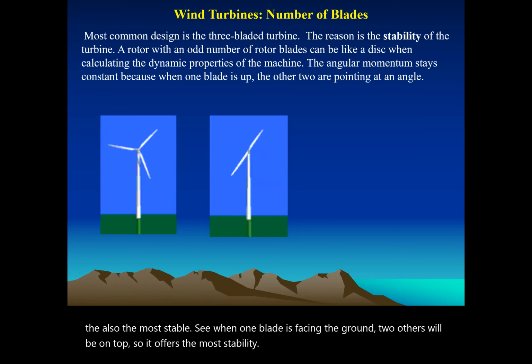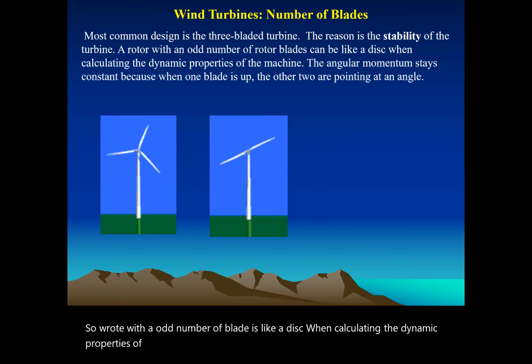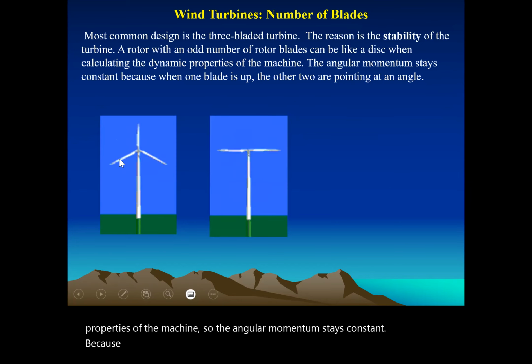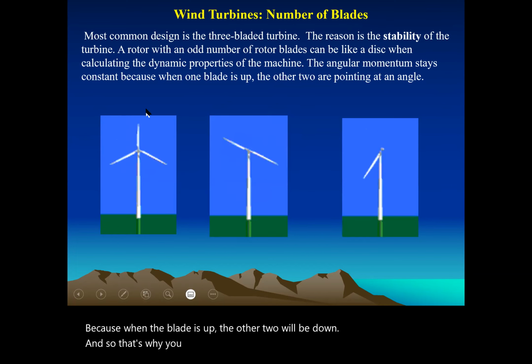So a rotor with an odd number of blades is like a disc when calculating the dynamic properties of the machine. The angular momentum stays constant because when one blade is up, the other 2 will be down. And so that's why the 3 blade wind turbine is the most common.